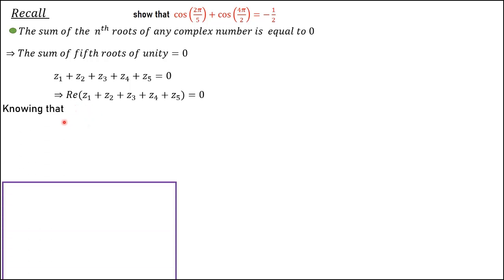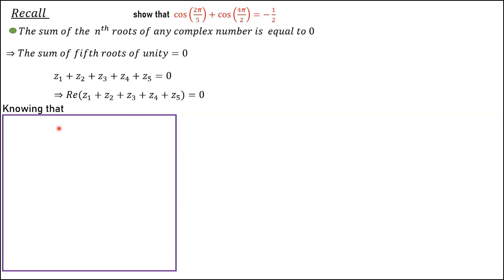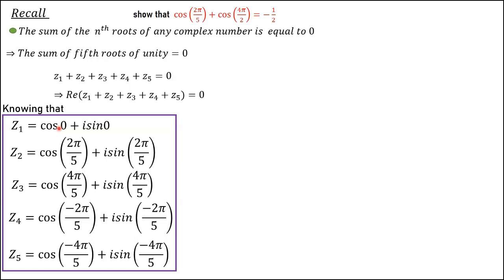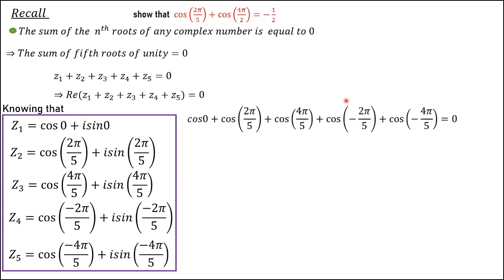So saying that, first of all, let's recall all the different roots we obtained in the a part, that is z1, z2, z3, z4, and z5. Saying that the real part of the sum of these complex numbers equals 0, it simply implies we are going to have cos 0, which is the real part, then plus cos of 2 pi divided by 5, then plus cos of 4 pi divided by 5, then plus cos of -2 pi divided by 5, then plus cos of -4 pi divided by 5 to be equal to 0.